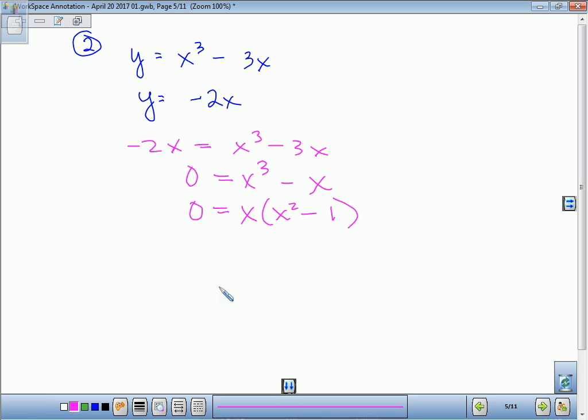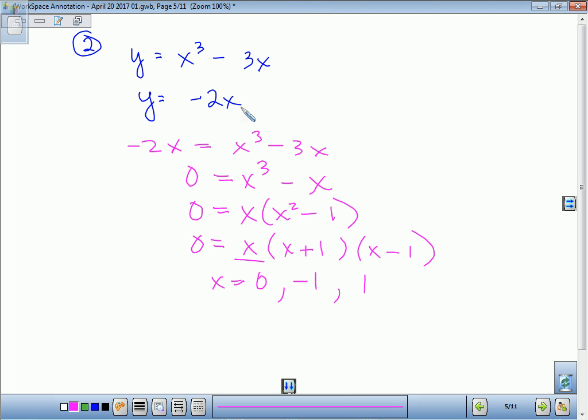Alright, and now the binomial factors further. What's the binomial factor? X plus 1, X minus 1. So now, what could X be here? 0. Here, negative 1. And finally here, 1. Alright, so we have 3 possible solutions.